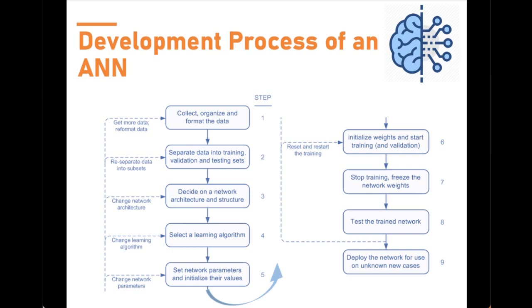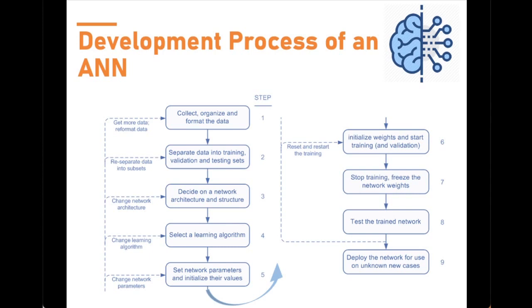In step 3, we determine the architecture of the neural network, including the number of layers, types of layers, so fully connected, recurrent, etc., and the number of neurons in each layer of the network.